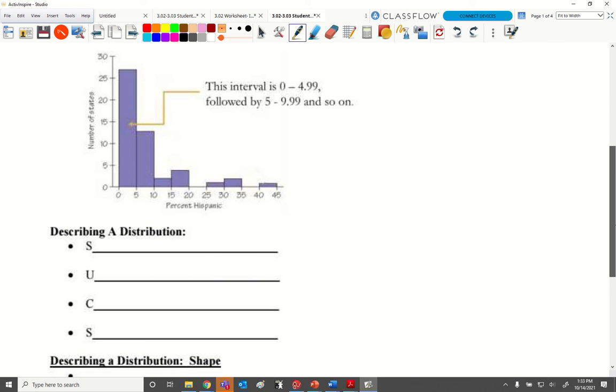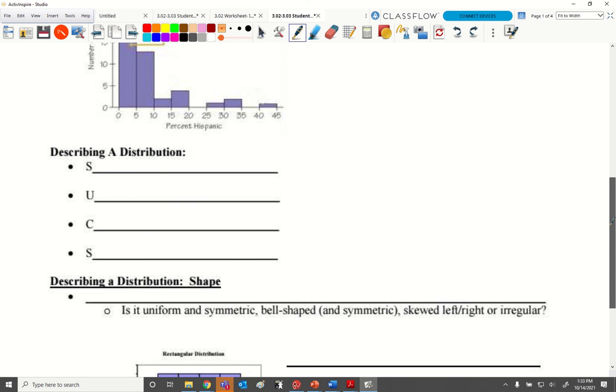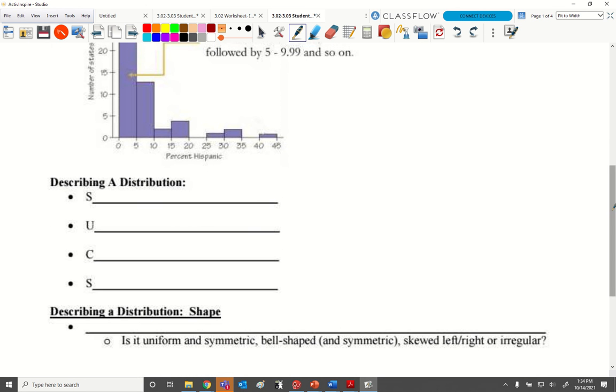All right, so now this thing right here, describing a distribution. And you know what? I'm going to put right here: describing a distribution. So for describing a distribution, we have some data that I'm going to throw up there. And the first one is shape.